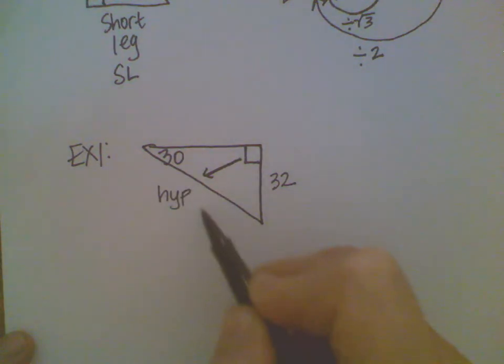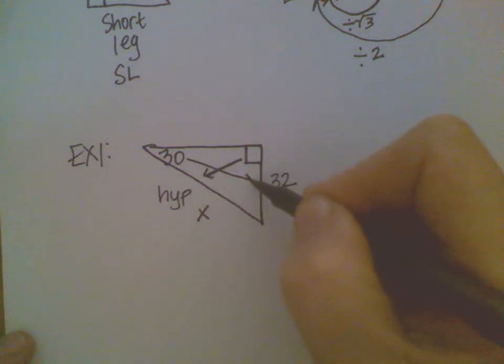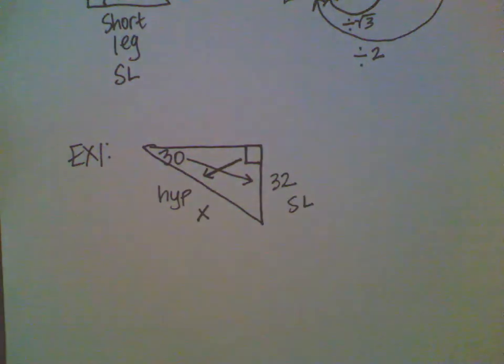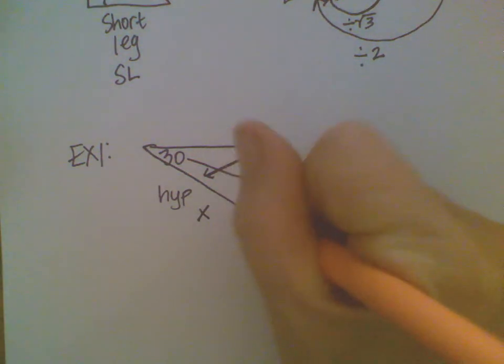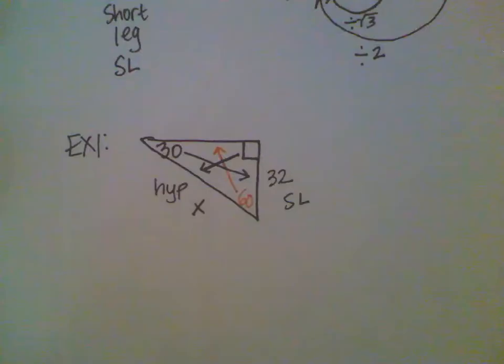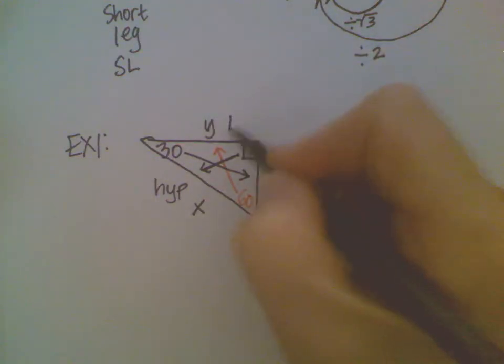Let's call this one, just for a variable, x. Across from the small angle is the short leg here, so I know 32 is the short leg. This last angle, like I said, even though it's not labeled on there, I can assume that's a 60-degree angle, and across from that, we'll call that side Y, and that is my long leg.